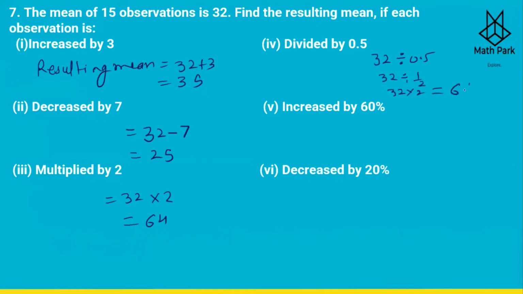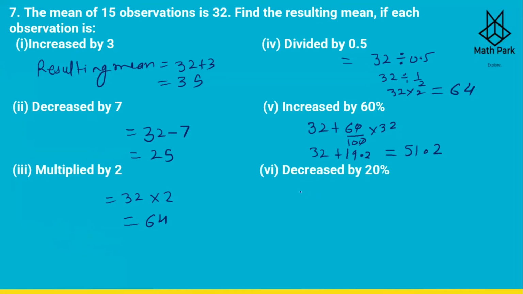This is again 64. When it is increased by 60%, that means it is 32 plus 60% of 32. So that is 60 by 100 into 32. When you simplify this, you get 0.6 into 32, which is 19.2. So 32 plus 19.2, we get 51.2.